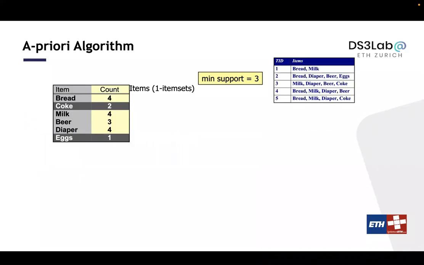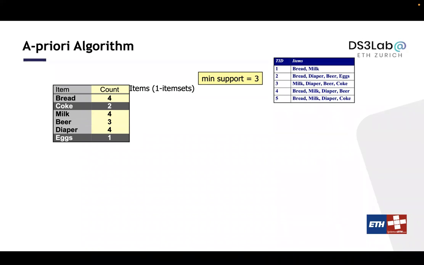If you look at this example, this database, in the very beginning every single item will be a candidate. In this case, you have six items, so you have six candidates. Then for every one of those candidates, you do a scan of your database and compute their frequency. In this case, bread appears four times, Coke appears twice, and you have all of this.